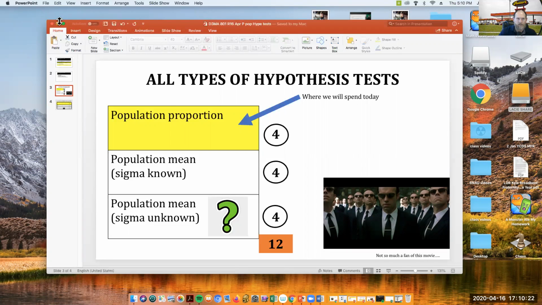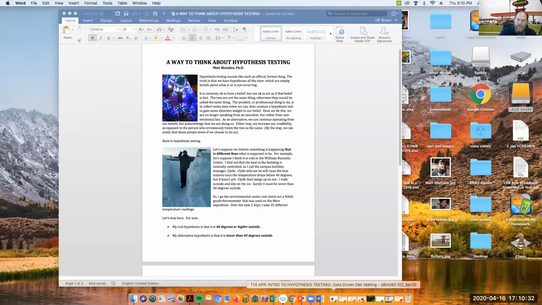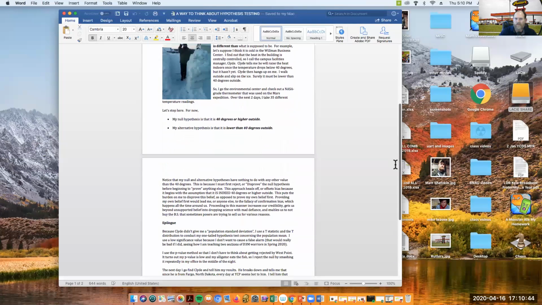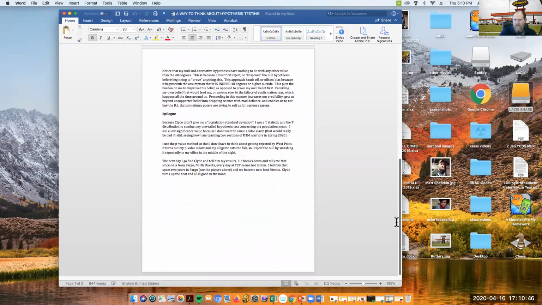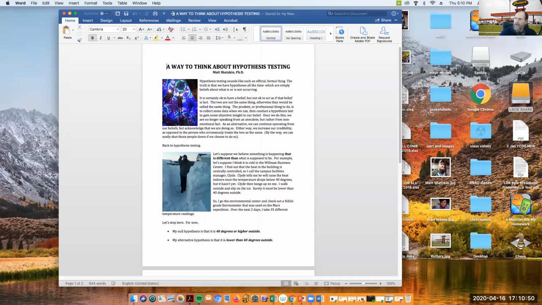Okay, so with that, we are going to jump right in. Before we do, I'm sorry, I just want to talk about this document right here. So this is a Word document that I wrote. I posted it on Tuesday's Canvas. It's on your Canvas today. It's barely a page and a half. And I wrote it.